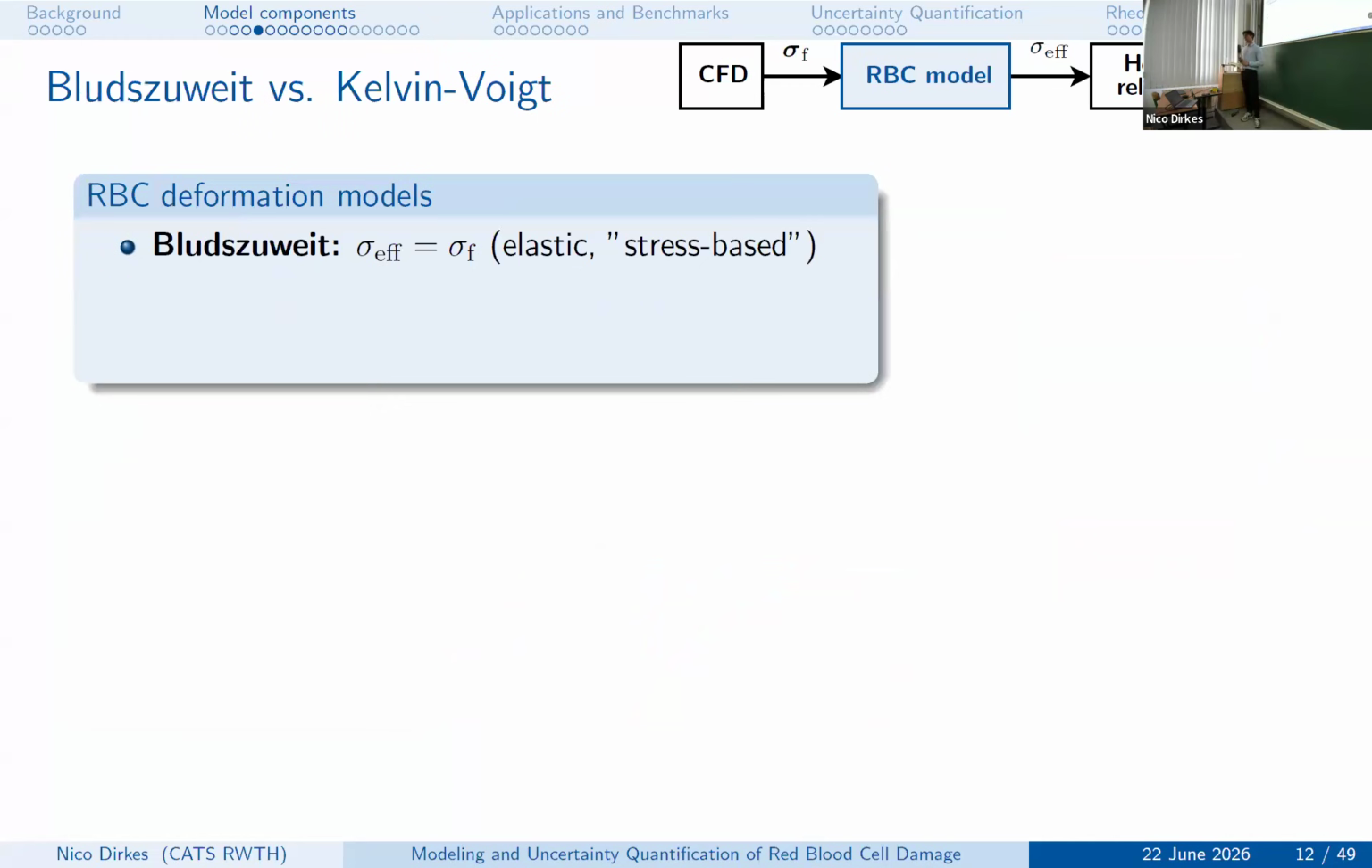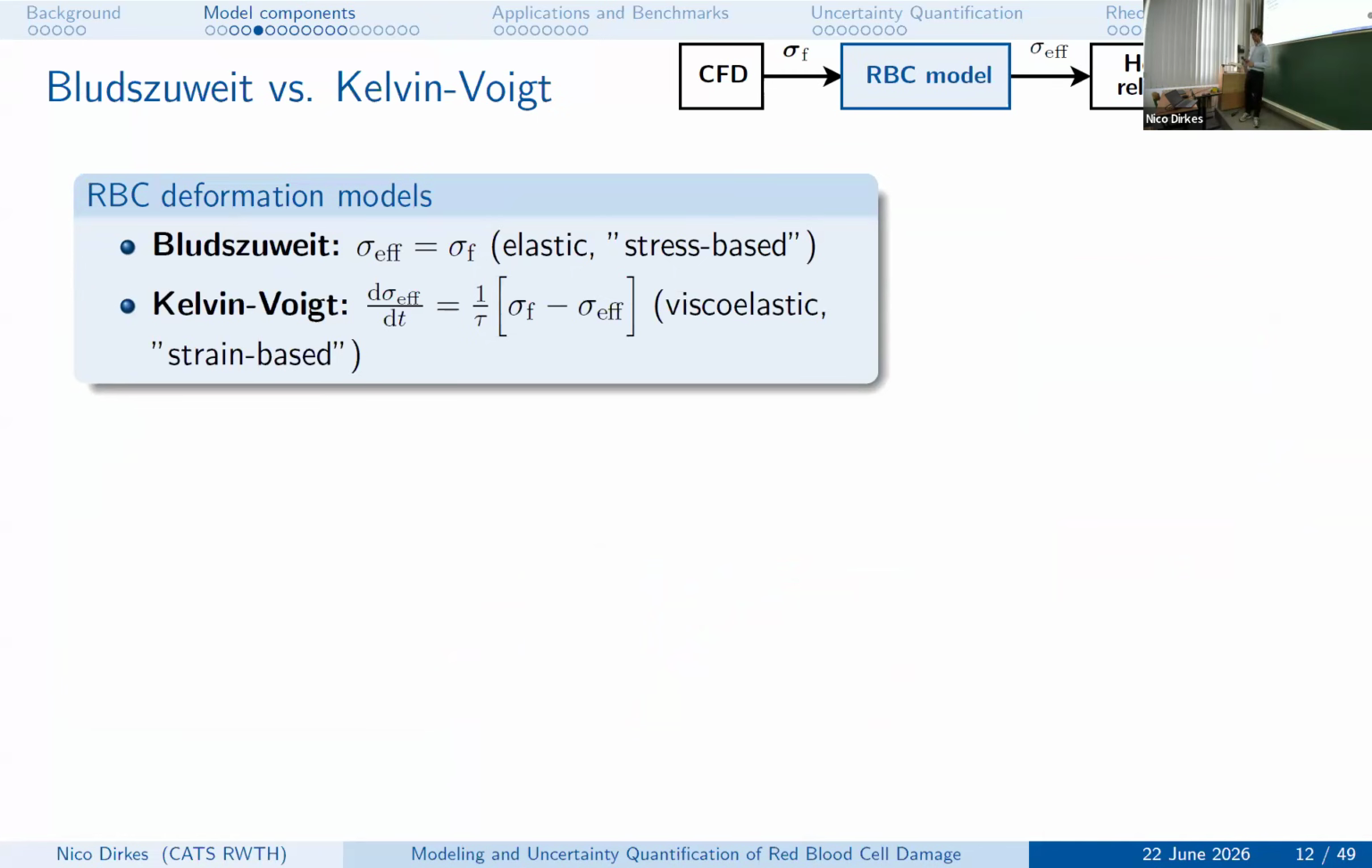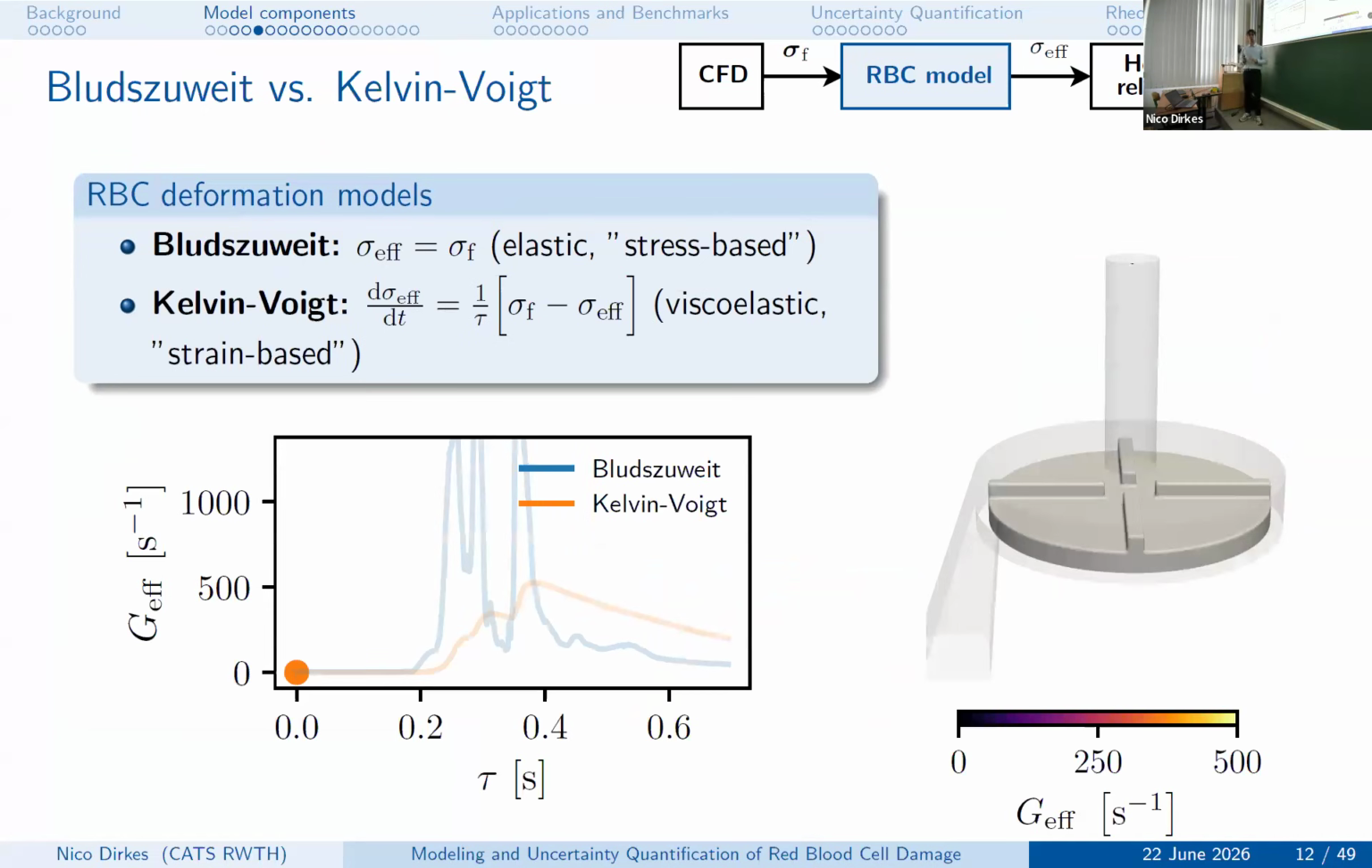To visualize the difference in a maybe more applied case: Bluetooth is the elastic response, Kelvin-Voigt is the more viscoelastic response, and we call this stress-based versus strain-based. We now look at an example, a blood pump. On the right-hand side, you can see some geometry for a blood pump with an impeller, which will now rotate, and you will see the trajectory of a single red blood cell as it travels through this domain. You can see it travels towards this impeller, and then it gets moved towards the outlet.